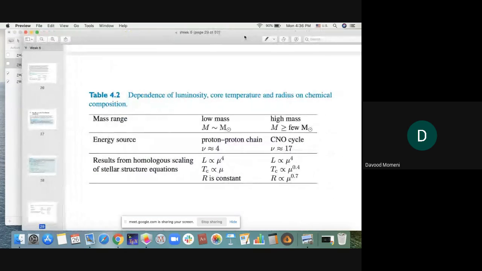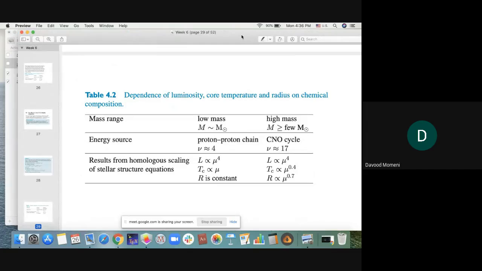Okay, again, I will go back to the expressions which define the luminosity, core temperature, radius, and chemical composition. For a low mass star, when nu is 4 and the source of energy is the proton-proton chain, the scaling equations of stellar evolution give luminosity as a quadratic function of mu, core temperature as a linear function, and R as a constant. For a high mass star, the luminosity is proportional to the chemical potential quadratically, the core temperature is some fractional power of mu, and the radius is some fractional power of mu.